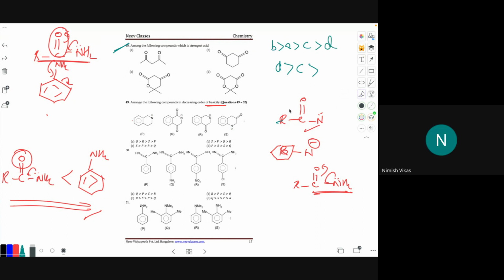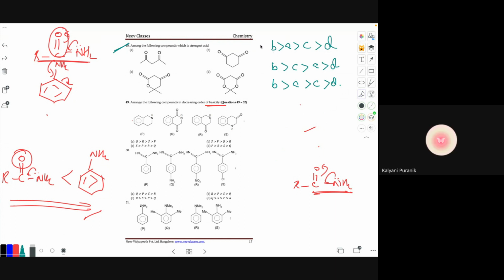Okay, one possibility. I will take all other answers. But this DC one is wrong, that is for sure. I think it should be B greater than C greater than A greater than D. Okay, we'll discuss. BACD is wrong according to me. Kalyani, you didn't tell me the answer till now, right?